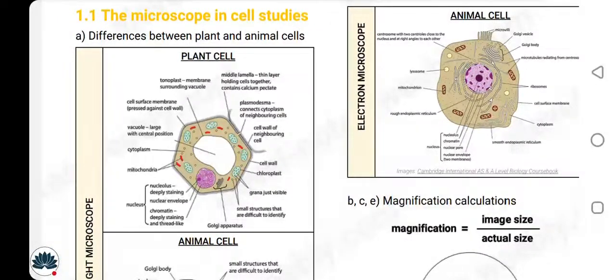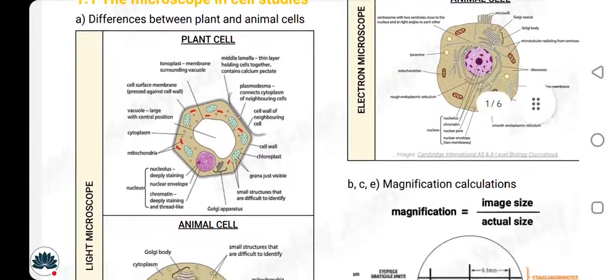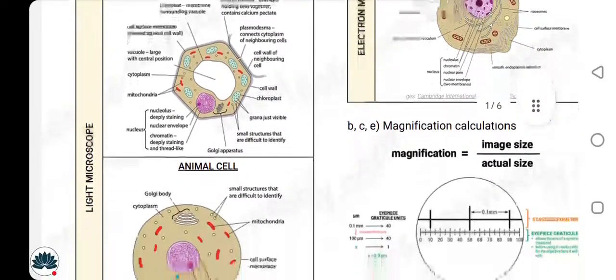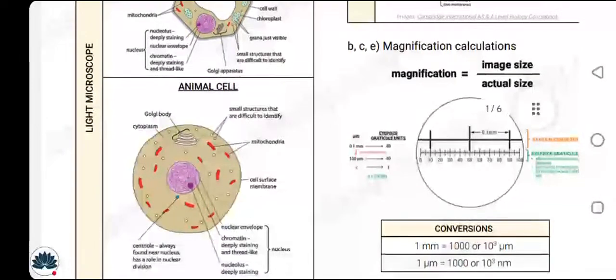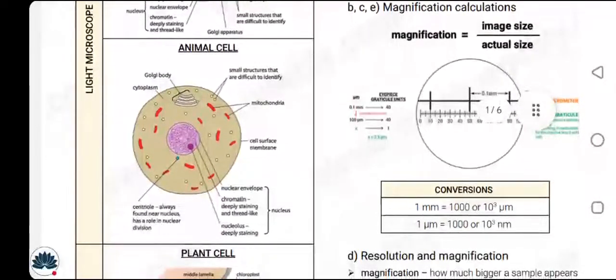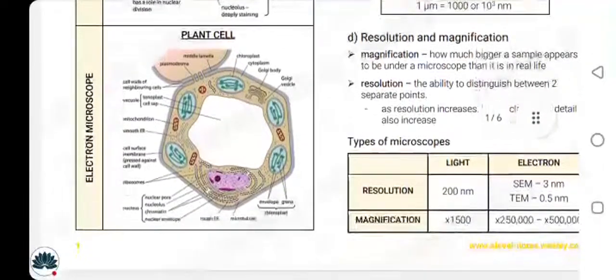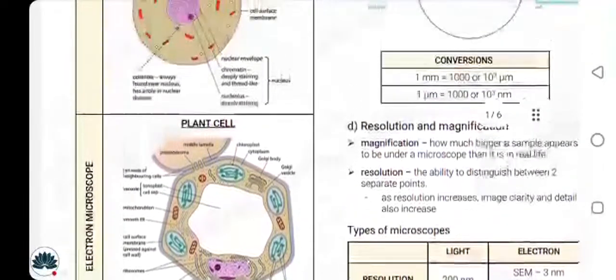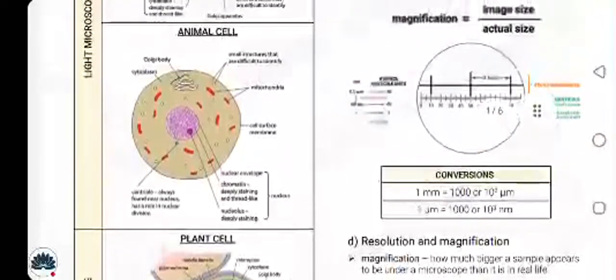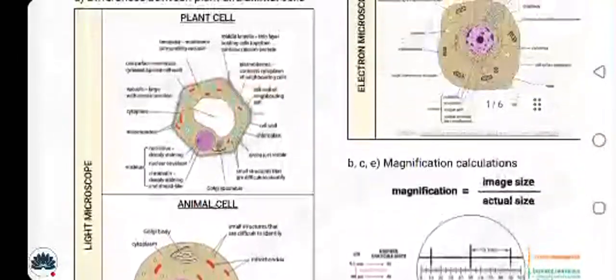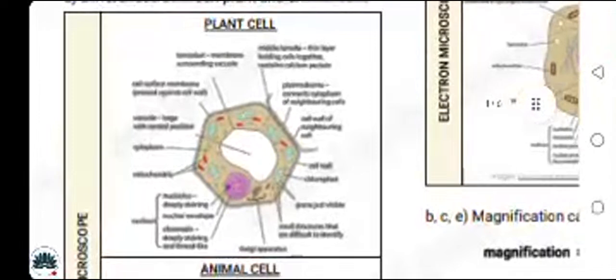So, the differences between plant and animal cells. This is what you learned from your primary classes, but now in your A levels and AS level, there is something very extended in the syllabus. The plant cell and the animal cell are being shown to you.